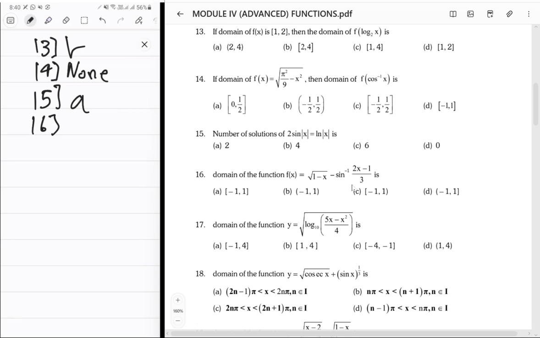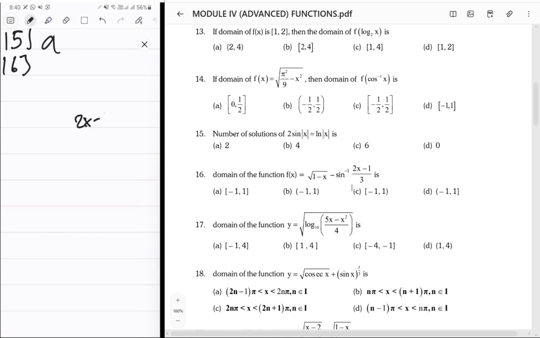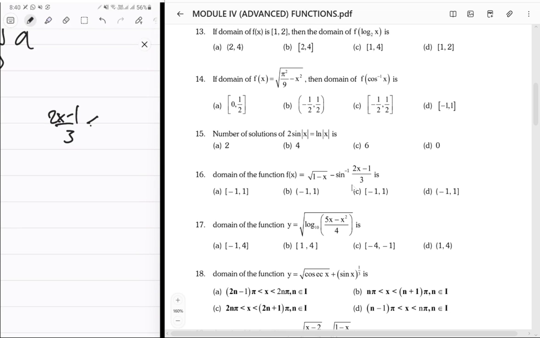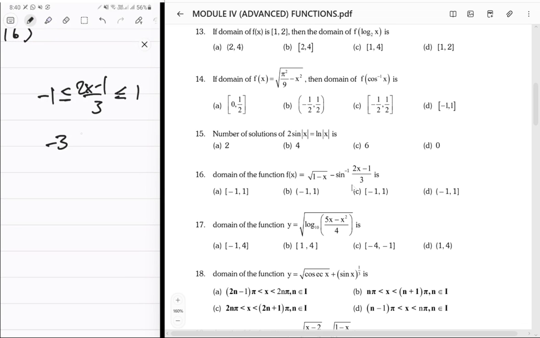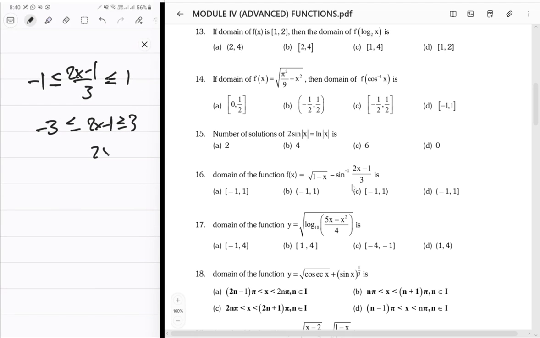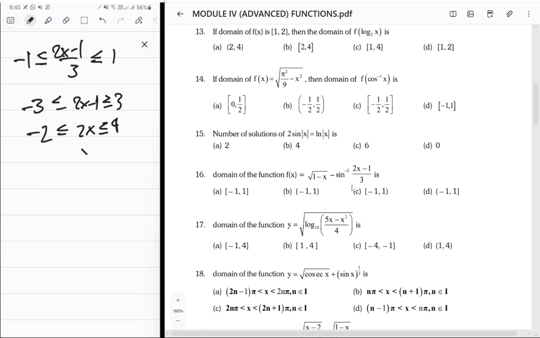Sine inverse of this should be defined. So (2x minus 1) upon 3 should be between negative 1 and 1. Then it's defined. So negative 3, 2 minus 1 is whatever... 4, and that's negative 2. There we go. So it's negative 1 to 2, but it's already less than 1. What does that mean? Negative 1 to 1.